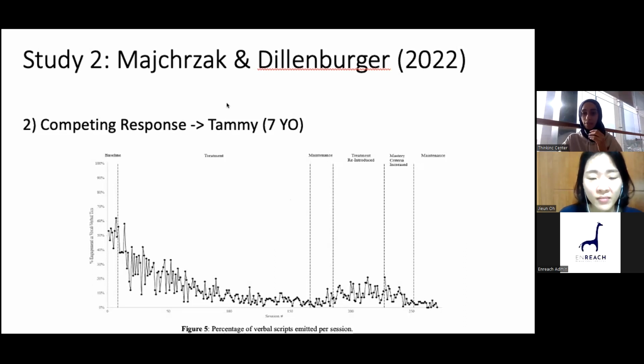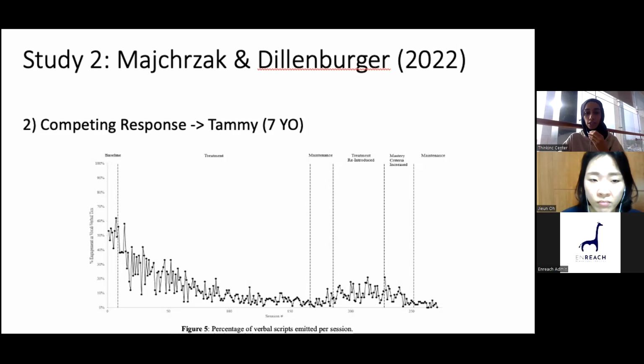So Tammy, the subject, had verbal tics. She had delayed scripting from songs, television shows, and from previous verbal interactions, out of context. She would, for example, sing songs or repeat instructions. So she had a lot of verbal stereotypy, and that was the target behavior for reduction here.